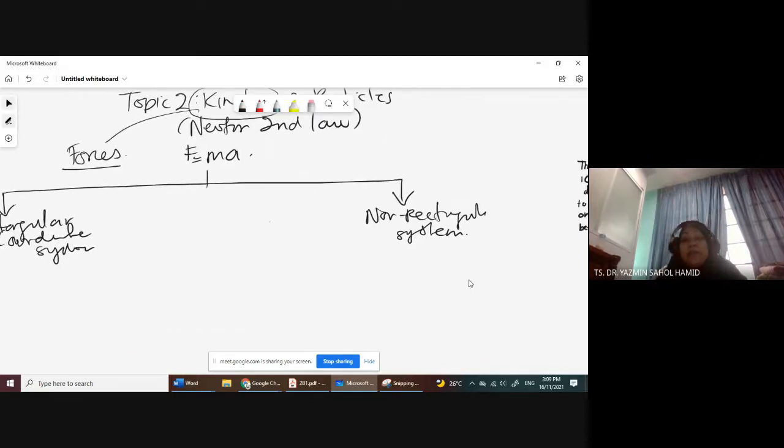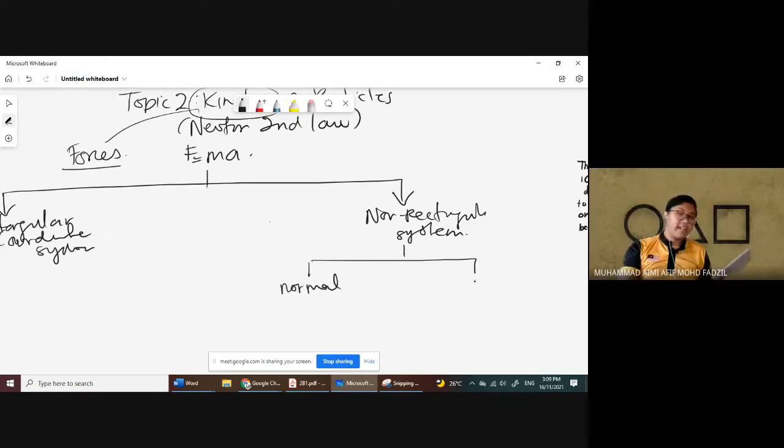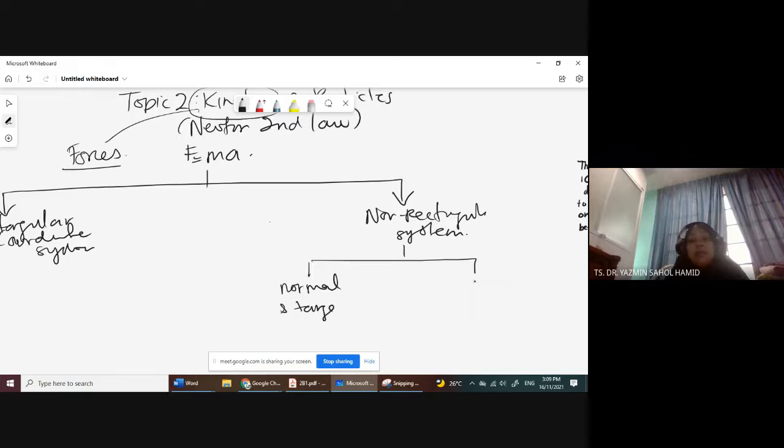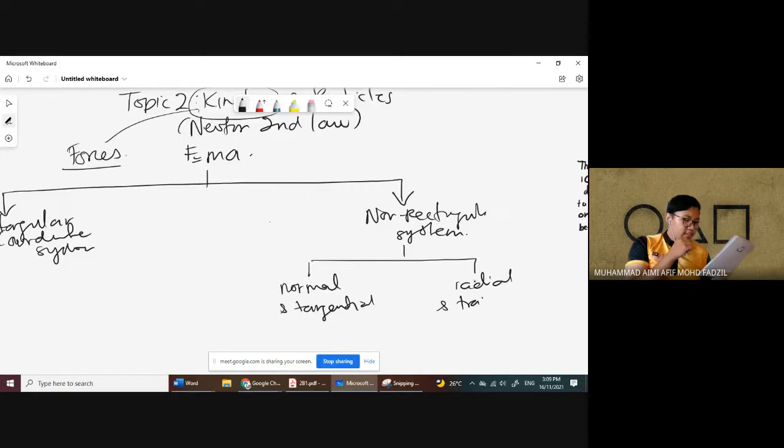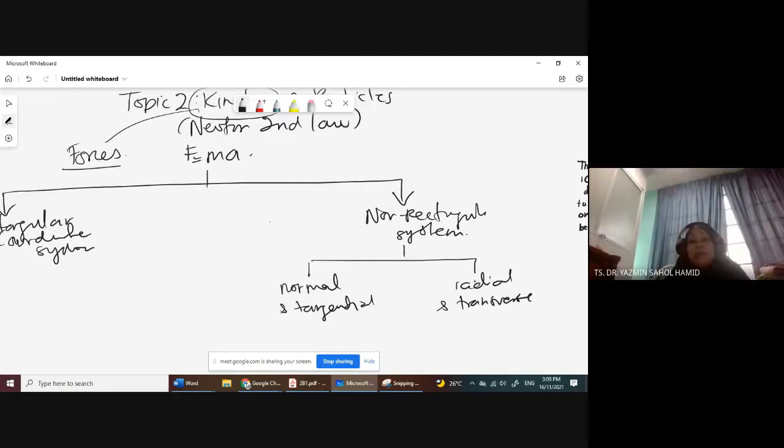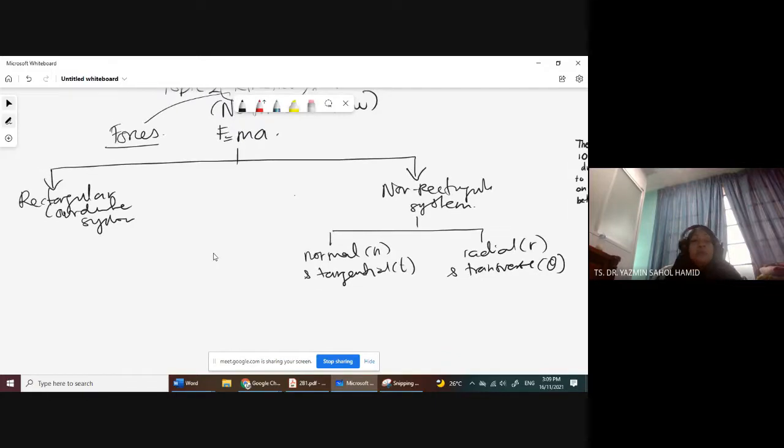And for the non-rectangular coordinate system, we also have learned. There are two types, which are what? Normal and tangential, and radial and transverse. The symbol for normal is N, tangential is T, radial is R, and transverse is theta. So what you need to do is choose the best coordinate system to solve the problem.